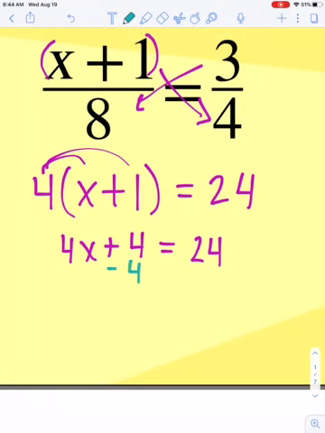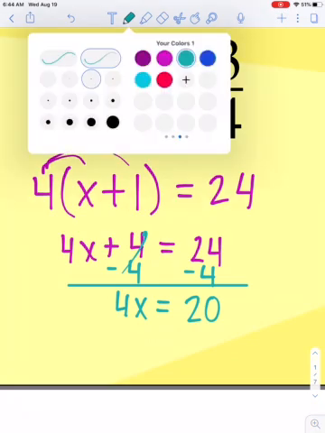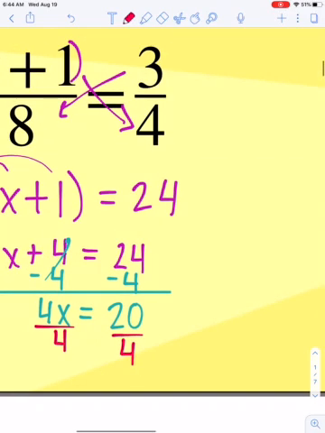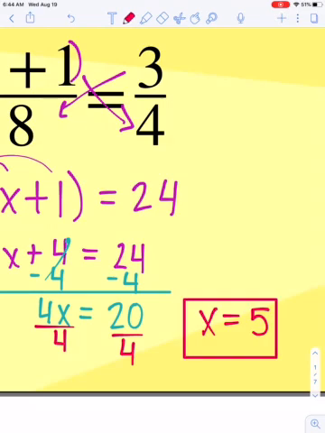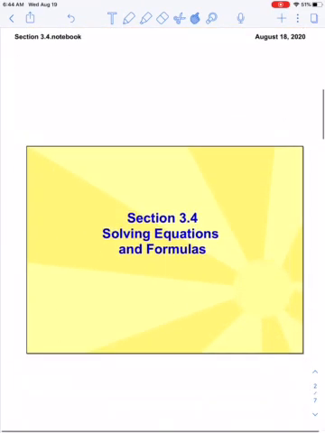And then from here, you're just solving for x. So we're going to start by subtracting. And that leaves you with 20. And then the x is still being multiplied by 4. So you just divide both sides by 4 and get your final answer of 5. And then you're done.